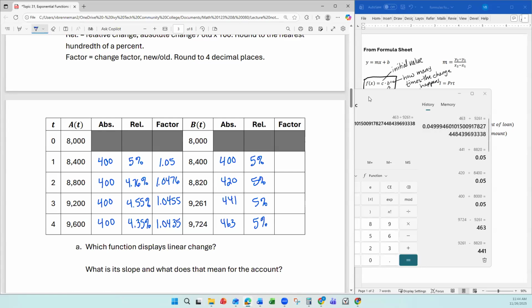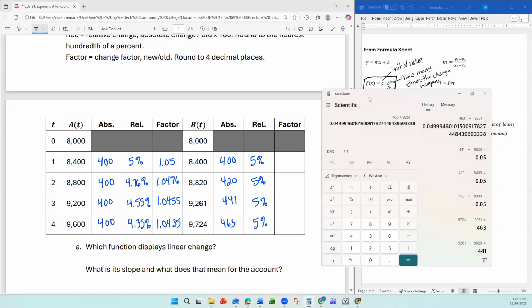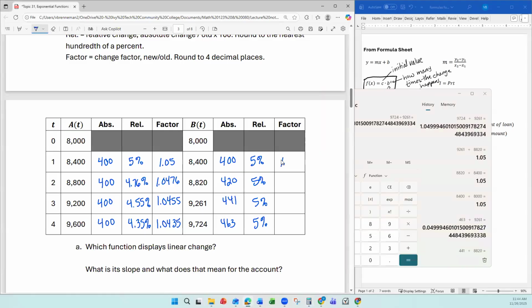Then for the factors, dividing each year by the previous year, 8,400 divided by 8,000, 8,820 divided by 8,400, 9,261 divided by 8,820, and 9,724 divided by 9,261. Again, the first three came up exactly 1.05. And then this one would round to 1.05. Even if you're going out to 4 decimal places, it still rounds to 1.05.